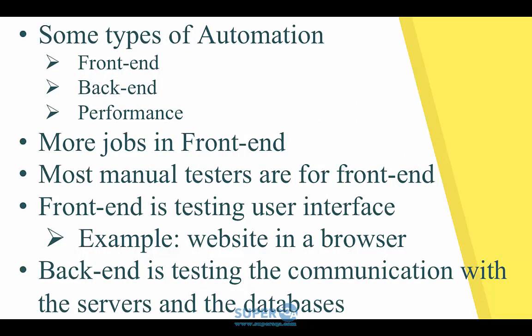There are different kinds of automation engineers based on the type of tasks they focus on. Major ones are front-end automation, back-end automation, and performance testing. Now, most people get started with front-end automation. There are way more jobs out there for front-end automation. It's a bit difficult to understand what that is, a front-end versus a back-end. Don't worry about it, you'll get there.